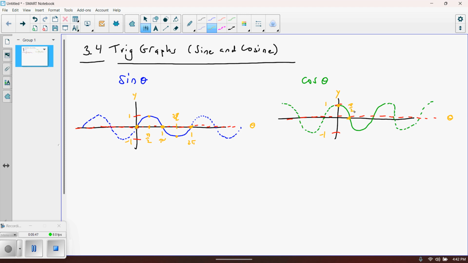The y value is 0. Cosine at pi is -1. Cosine at 3 pi halves, which is right there, has a value of 0. And then back to the beginning, cosine at 2 pi repeats its value of 1, goes back up to its maximum. So again, maximum through the midline to the minimum, through the midline, back up to the maximum, right there at the top.